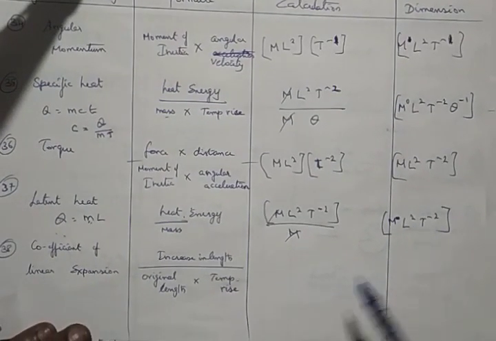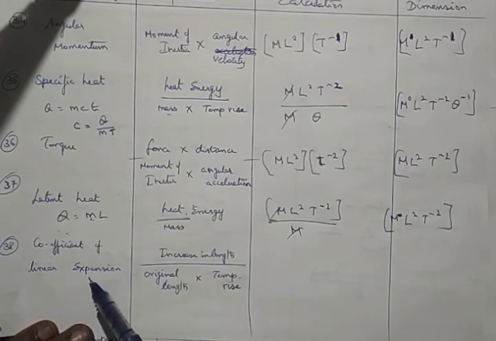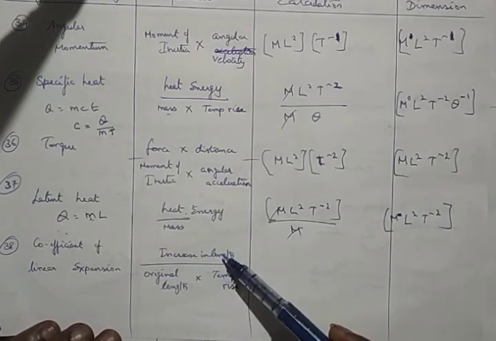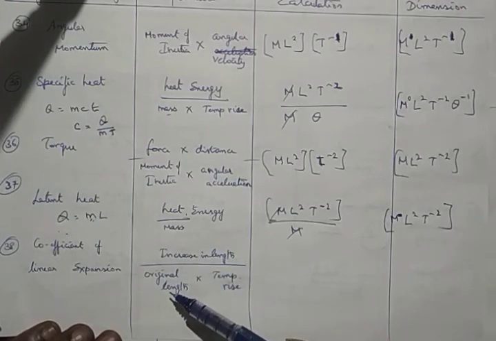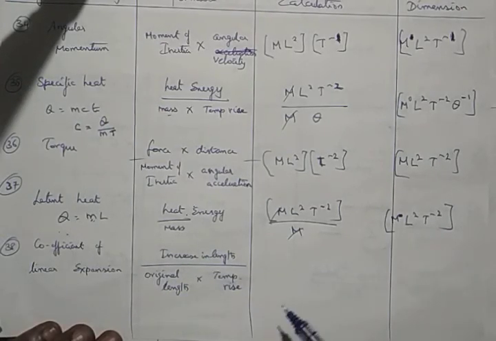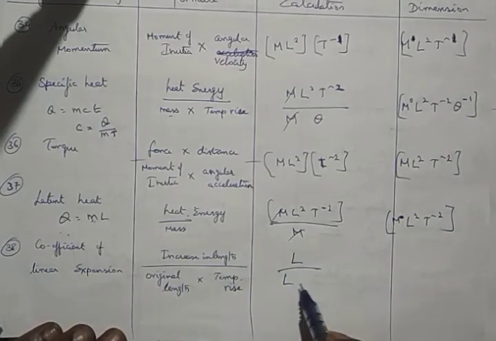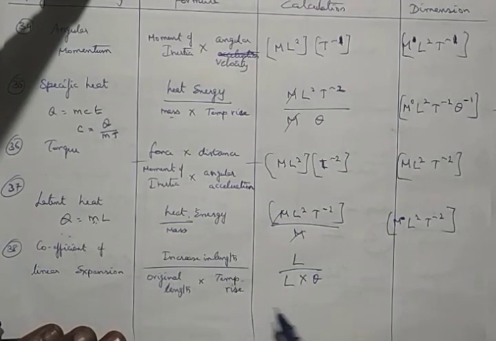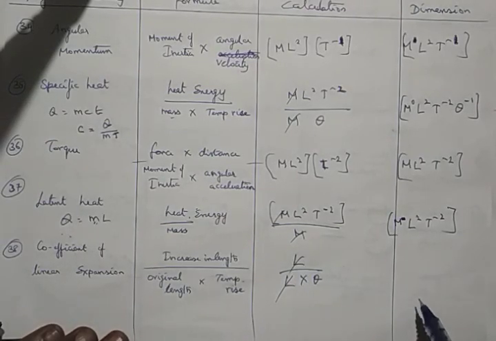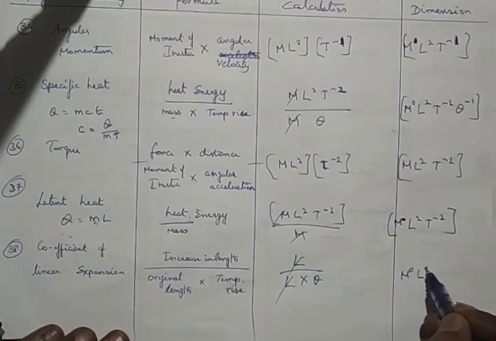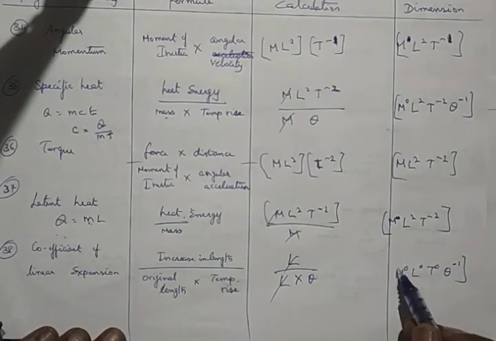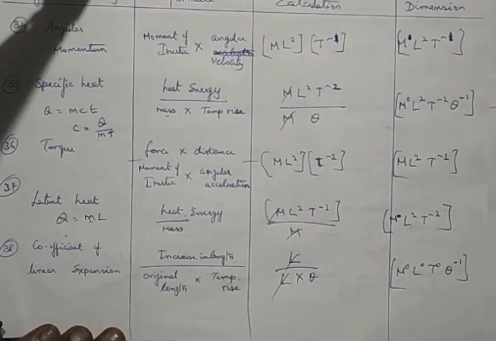We'll go ahead for the next formula called coefficient of linear expansion. In this one, whenever we heat a body, the length increases. That is in ratio with the original length. We can compare it to the rise in temperature. So length upon length into theta, where theta is the temperature rise, theta 2 minus theta 1. So you cancel the 2 lengths, and you get M0 L0 T0 theta minus 1. That's going to be the formula for coefficient of linear expansion.